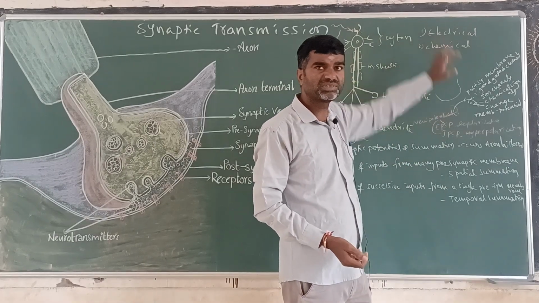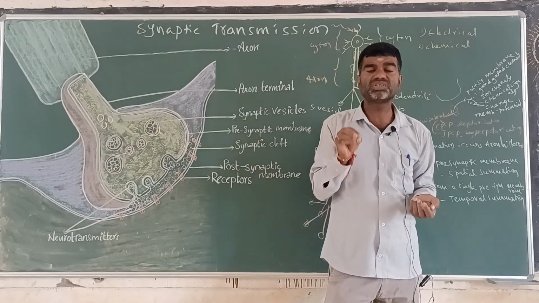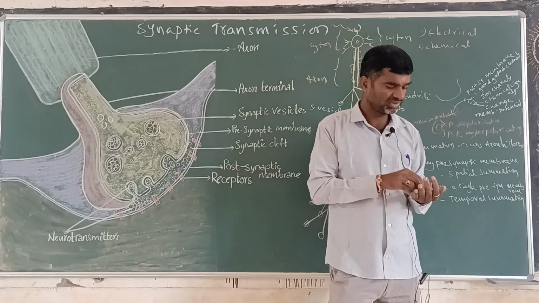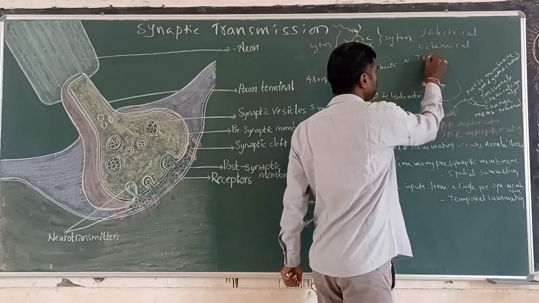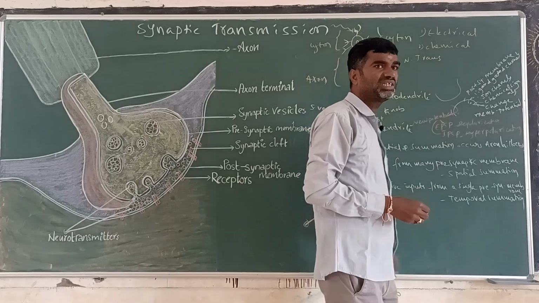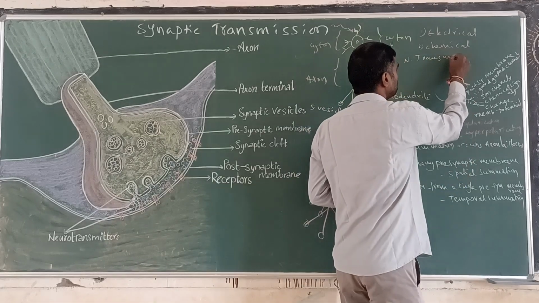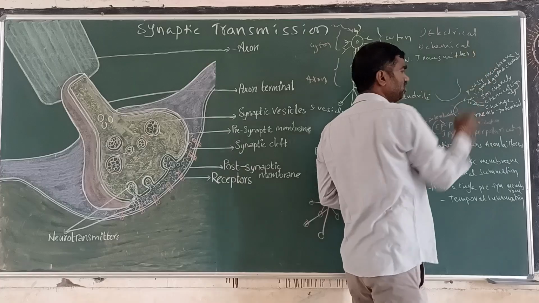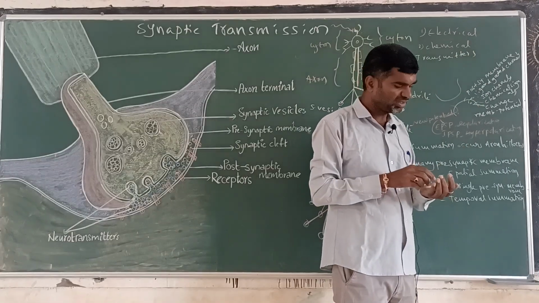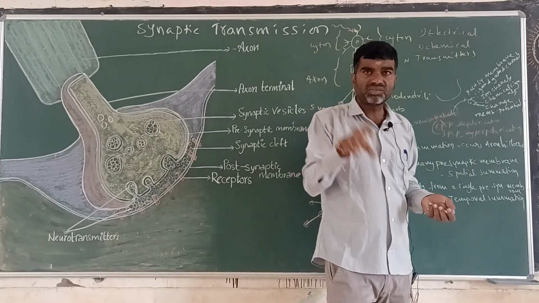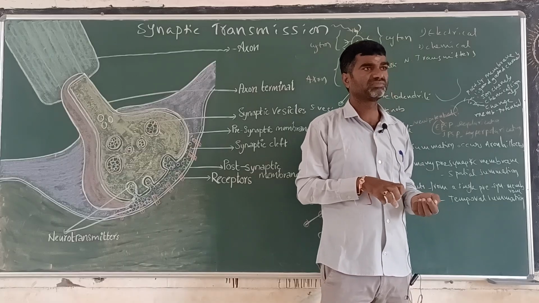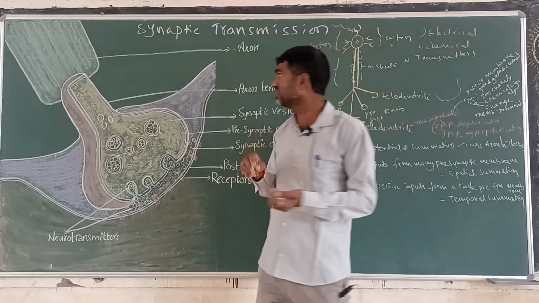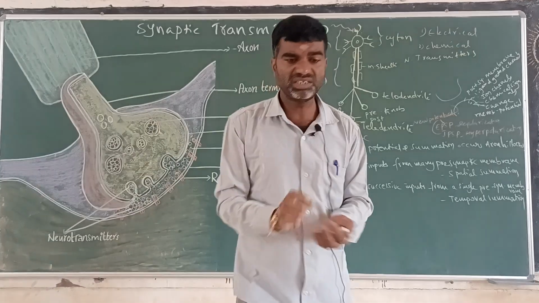Chemical synapses need neurotransmitters. Through the neurotransmitters, for example, there are excitatory and inhibitory neurotransmitters.